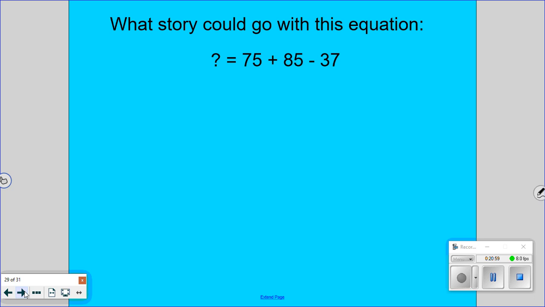Wow, you're facing the wrong way, friend. Jordan? Bob has 75 ears of corn. He gets 85 more ears of corn. Then he eats 37 ears of corn. How many ears of corn does he have left? Love it.